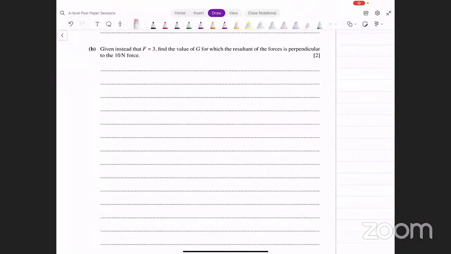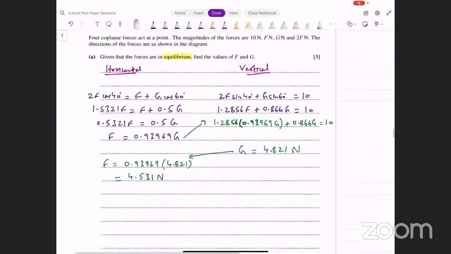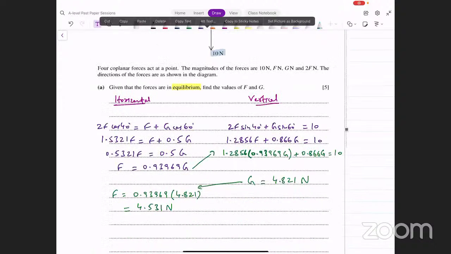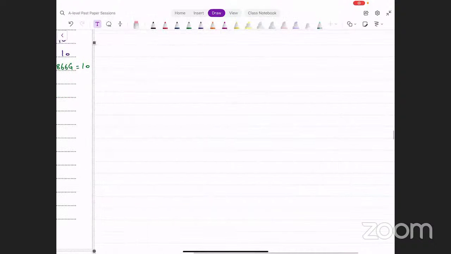Force F is 3. Find the value of G for which the resultant of the forces is perpendicular to the 10 Newton force. Now, what we need to do for this is we need to draw this figure again. Just give me a few seconds. I'll just copy this and paste it down there.